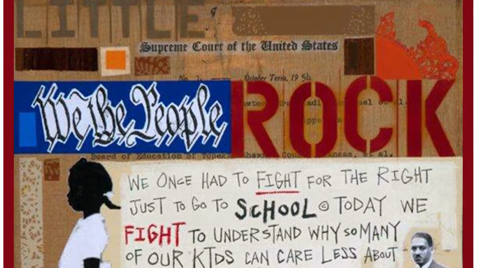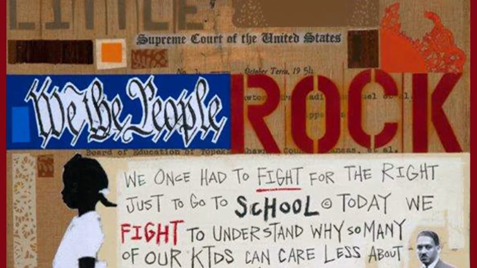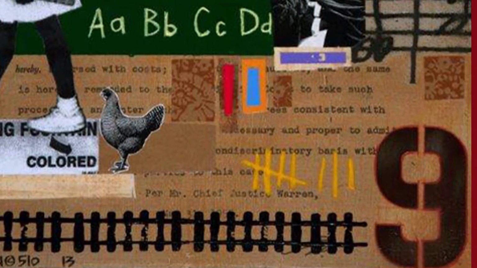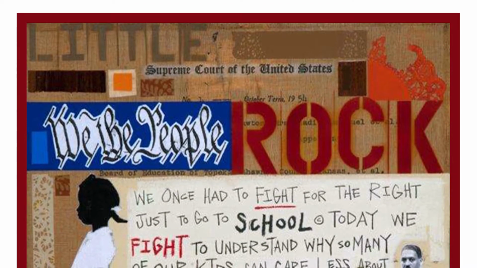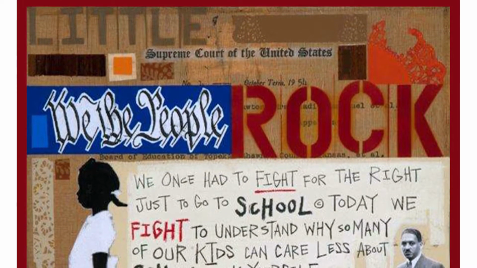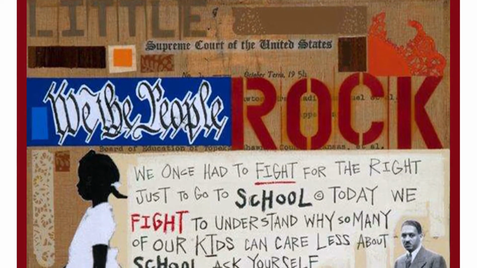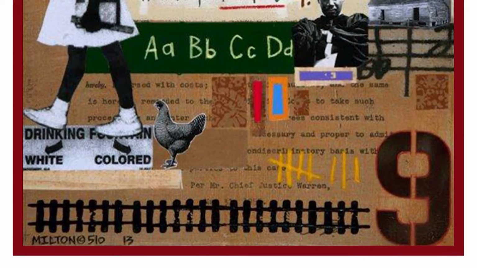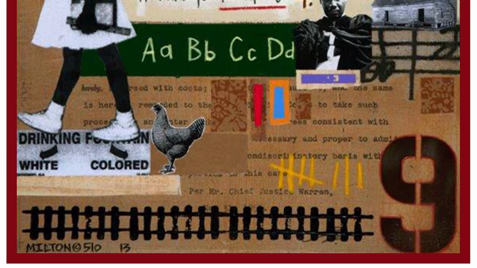But there were 9 students in Little Rock, Arkansas. And looking at the painting, you'll see the word rock in the top right corner, but look at the bottom right corner. You're going to see the big number 9. So if you start at the top left corner of the painting, you're going to see little. If you immediately let your eyes wander past We the People, you're going to see rock. Then at the very bottom, you're going to see a series of train tracks that end at the number 9.